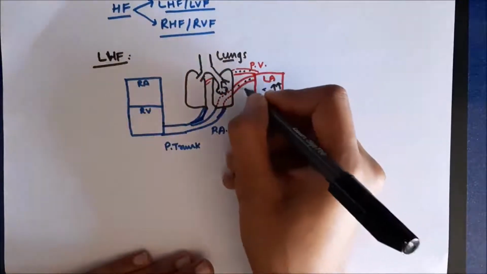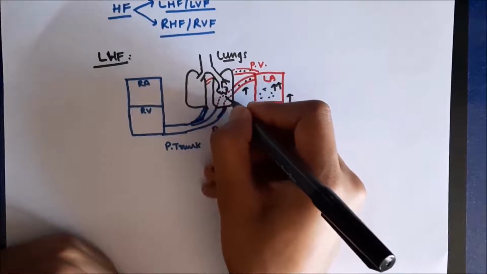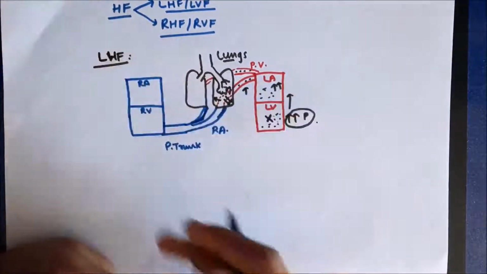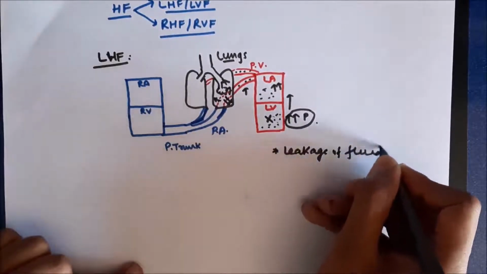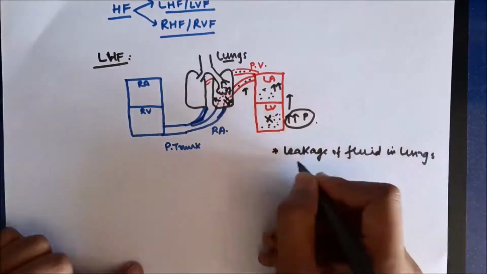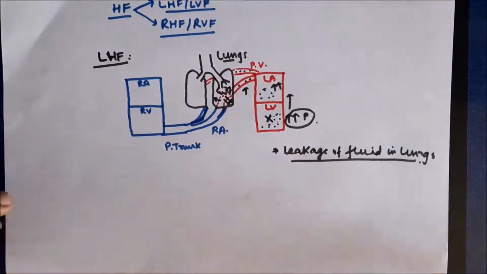Left atrium will not be able to pump to left ventricle. So back pressure will go on rising. It will increase in the left atrium, then in the pulmonary veins, and eventually the pressure will increase in the pulmonary capillaries, which will result in leakage of fluid in the pulmonary tissue. So leakage of fluid will occur in the pulmonary tissue because of this back pressure due to left ventricular failure.